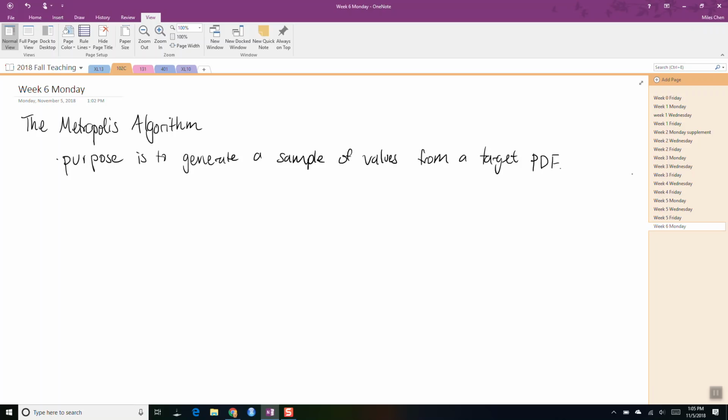Why would we use the, well, maybe before we even get into the why, what's the difference between using, say, the Metropolis algorithm versus inverse CDF or rejection sampling? What's going to be the primary difference there? Because they both generate a sample of values from a target PDF. So how does the Metropolis algorithm differ from the other methods of generating random values?